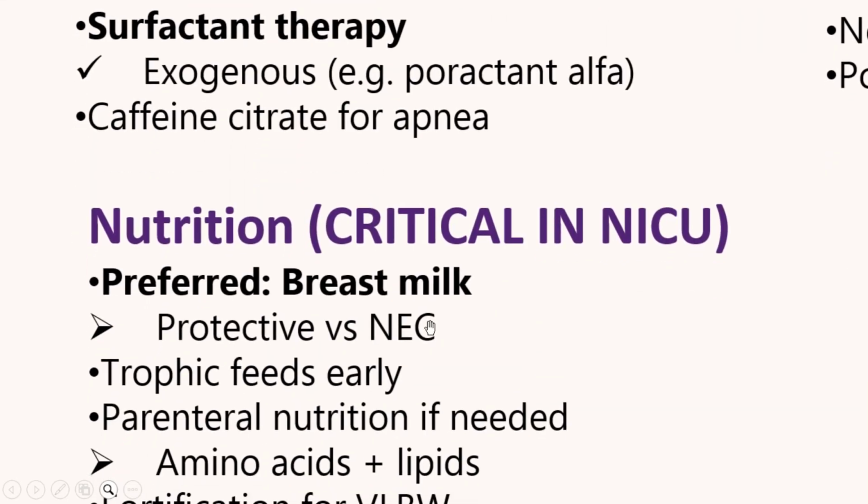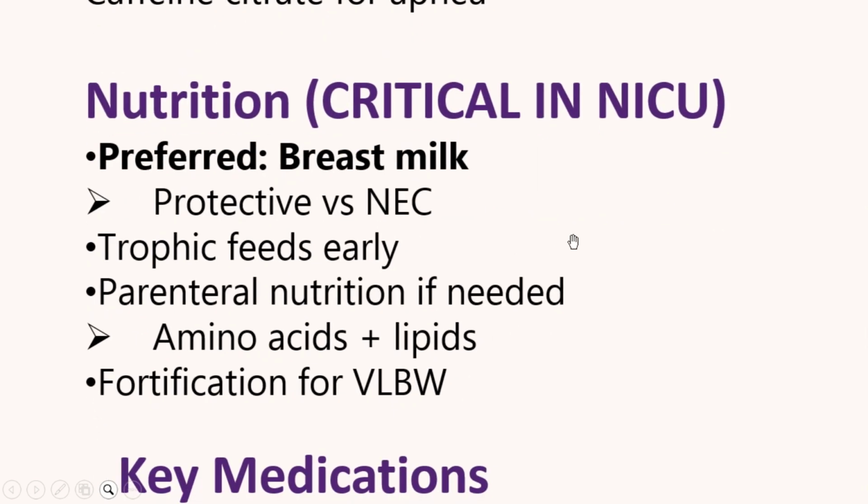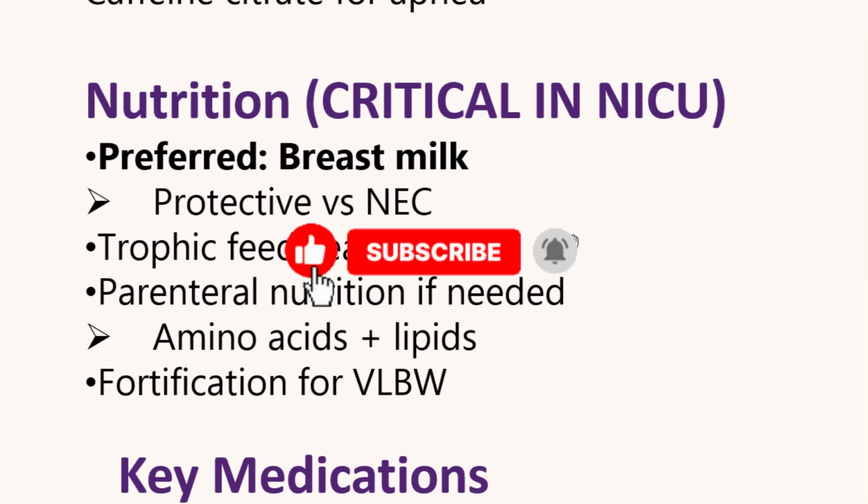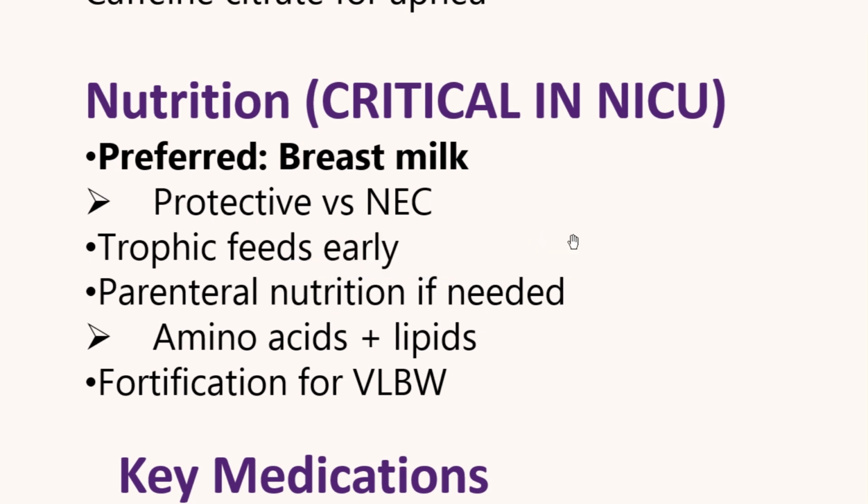Nutrition, the preferred form of nutrition is breast milk, and breast milk is thought to be a bit protective against necrotizing enterocolitis compared to the other feeds, which are the formula feeds. And then you want to give parenteral nutrition if it's needed. That's going to be amino acids and lipids. And then you need fortification. Fortify the food for them if they are very low birth weight. Again, nutrition is going to be very, very critical in these children.